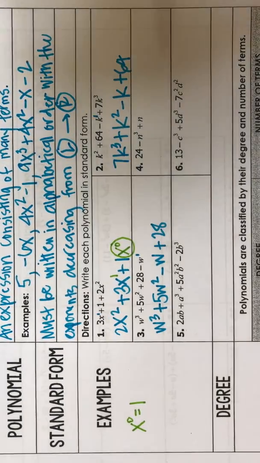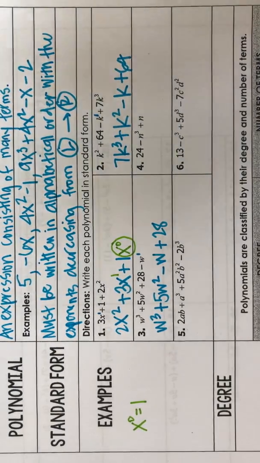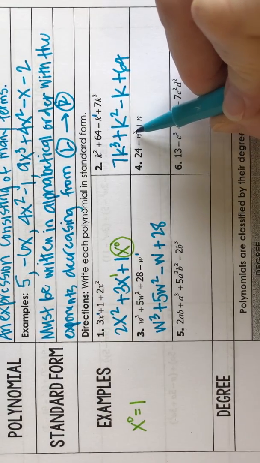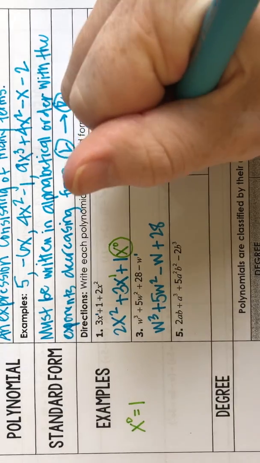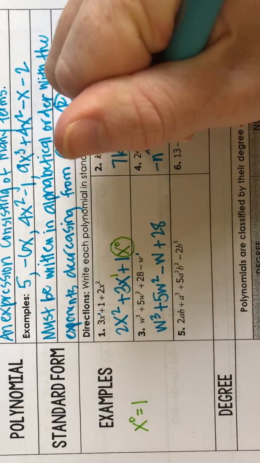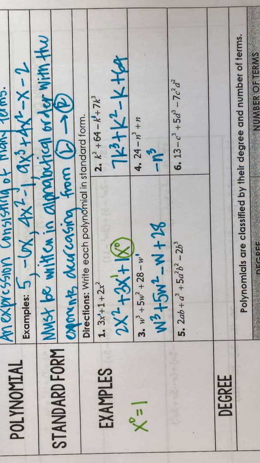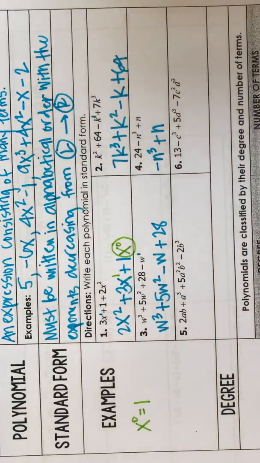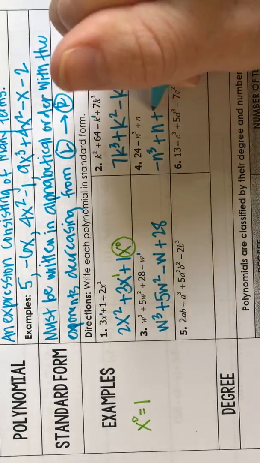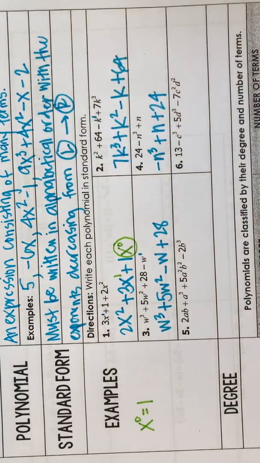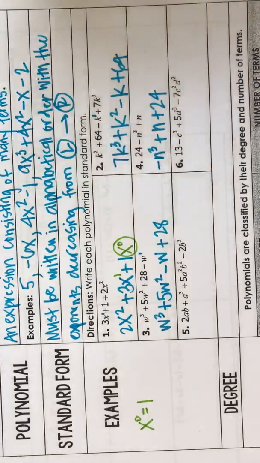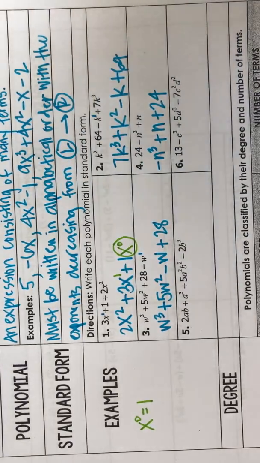Okay? Number 4. My highest power is 3. Out in front of this n cubed is a negative, so I need to make sure that I keep the negative out front, so that's negative n cubed plus n, and then that's a positive 24. Notice there was no squared term, so I just kind of kept on and didn't worry about it.